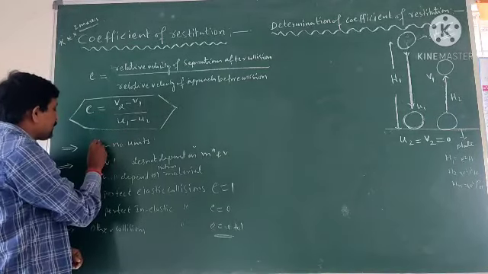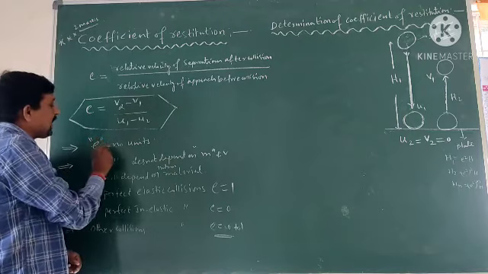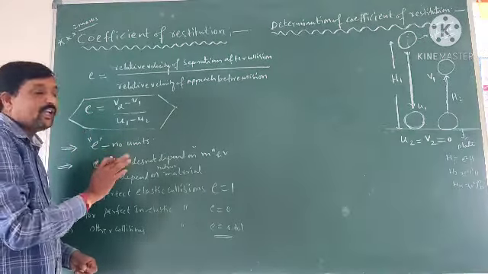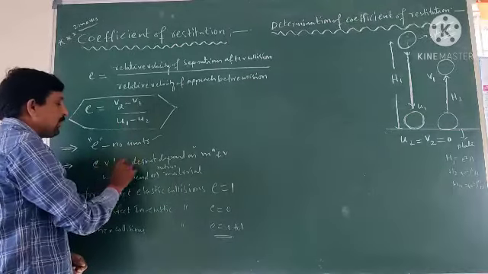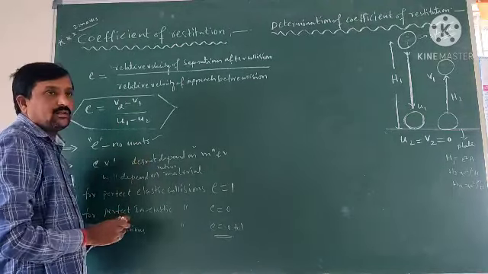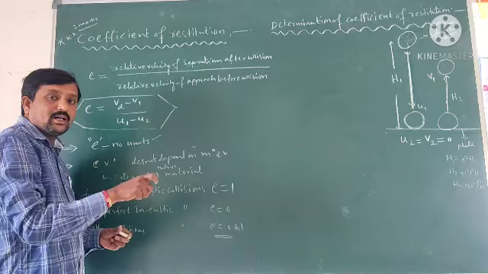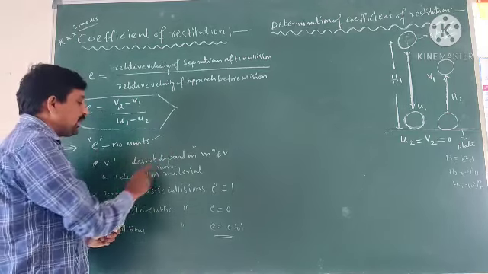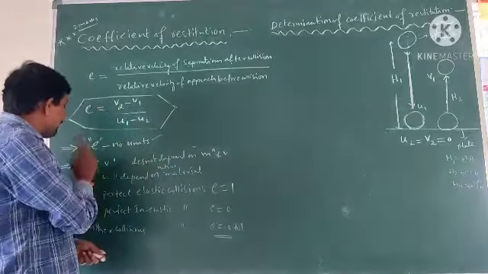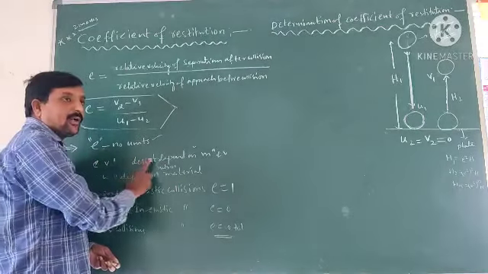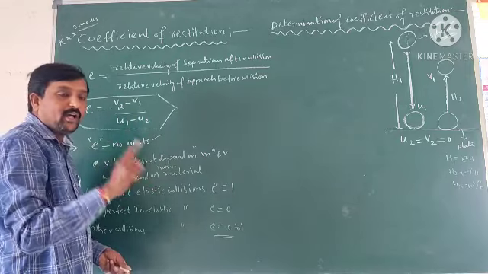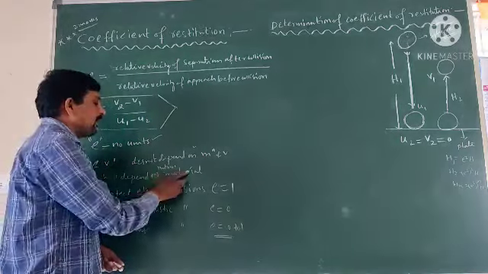The coefficient of restitution, small e, doesn't have any units. It is a ratio, that's why it doesn't have any units. The e value does not depend on the mass of the body or the velocity of the body. It depends only on the nature of the material.